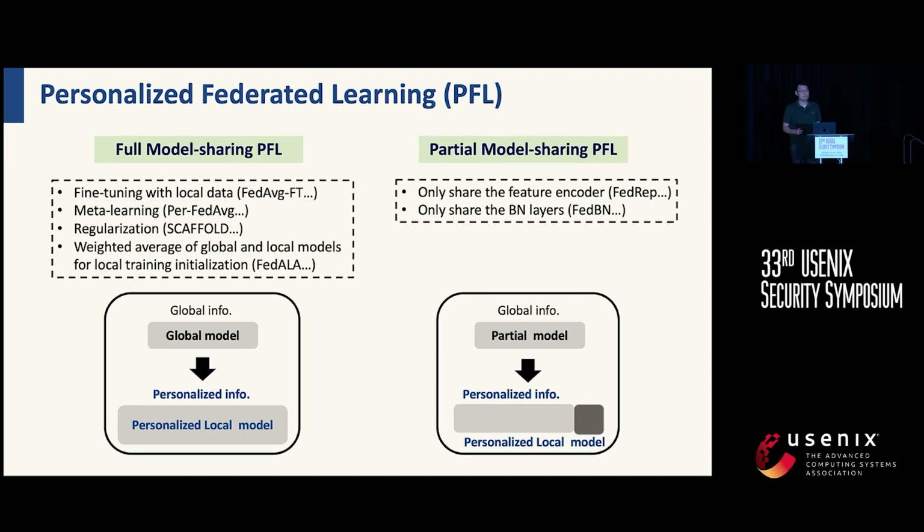There are two main paradigms in PFL. One is called full model sharing. That is, all the model parameters are shared and aggregated, and then some personalized information, for example local data, is used to fine-tune this global model to suit the personalized need. Another is called partial model sharing. That is, during the aggregation, only part of the global model parameters are aggregated, and then together with some local information, they are augmented into the personalized local model.